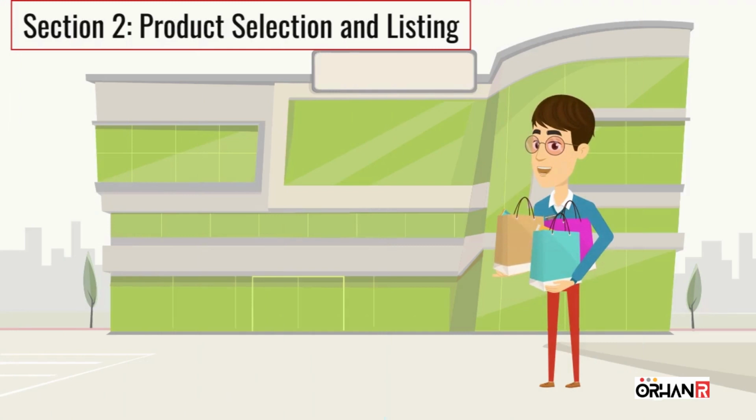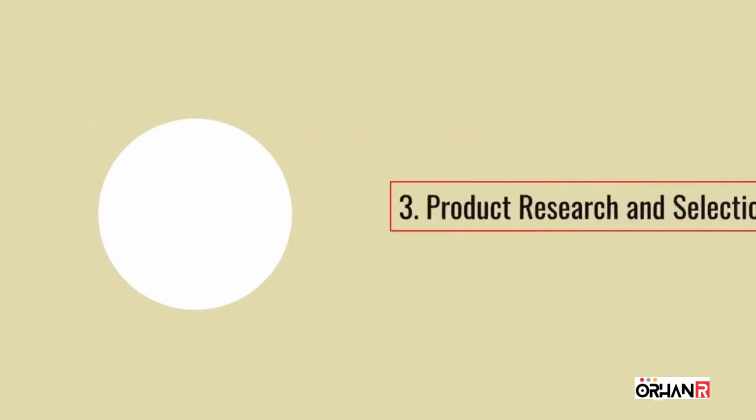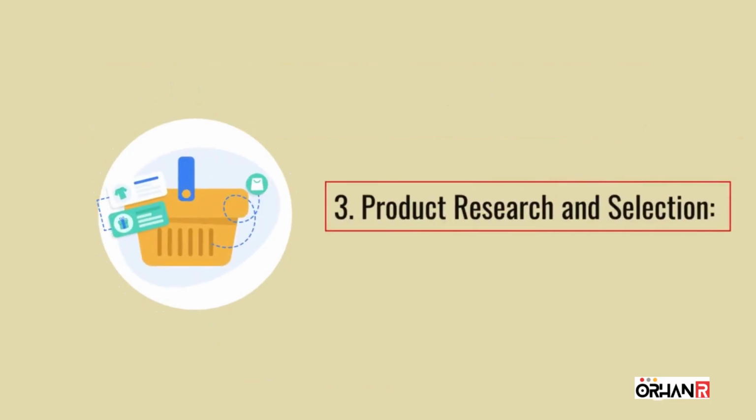Section 2, Product Selection and Listing. Aim for a balance between popular products and niche opportunities. 3. Product Research and Selection.